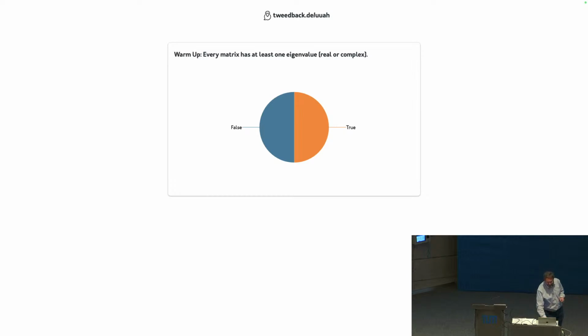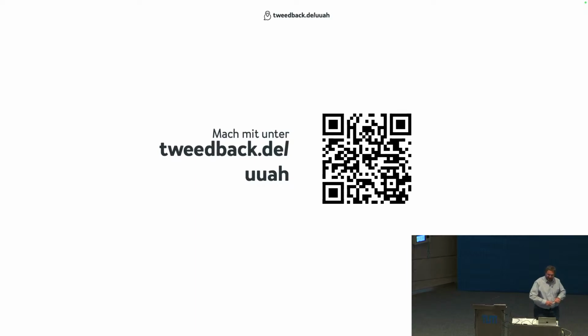All right, let's talk about eigenvectors just a little. Third warm-up question. For every n by n matrix A, there is a basis of R^n that consists of eigenvectors of A. Is that true or false in general? Again, I'll give you 20 seconds. That one should be easy.